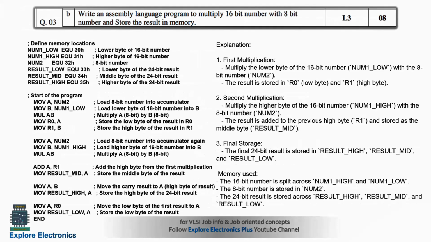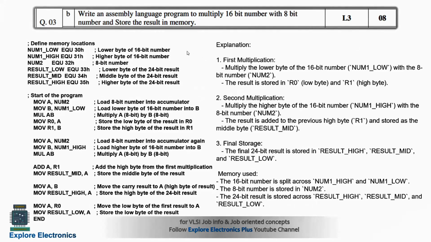Then we have an assembly level program question. Write an assembly language program to multiply a 16-bit number with an 8-bit number and store the result in memory. Here the 16-bit number we need to multiply with the 8-bit number. So remember all the registers R0, R1, R2, R3, R7 are 8 bits. So a 16-bit number in the sense we need to take two 8-bit numbers and then multiply with the other 8-bit number and store it in the memory. For that we need to define the memory locations first.